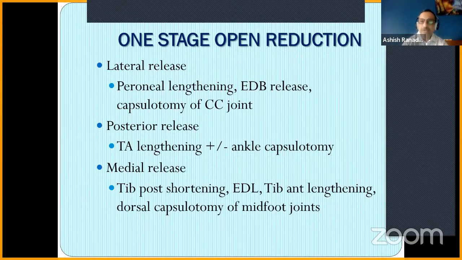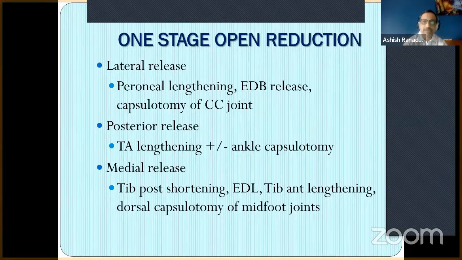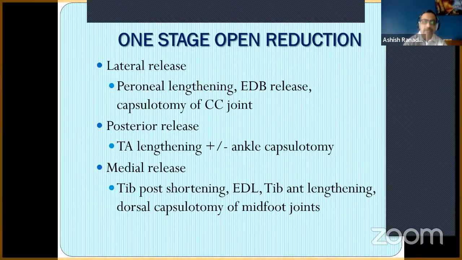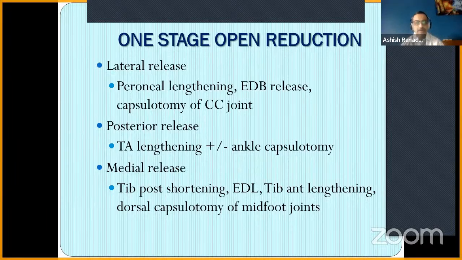One stage open reduction, there are various ways of doing it. Some people do it through a single approach, some people do it through two approaches. So essentially it's releasing the contractures and reducing the joint. So peroneal lengthening is necessary, extensor digitorum brevis needs to be lengthened, capsulotomy of the calcaneocuboid, then TA lengthening with ankle capsulotomy, and associated medial release is also needed.